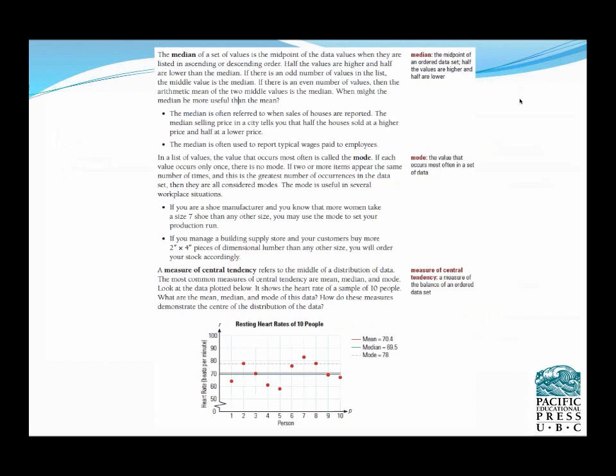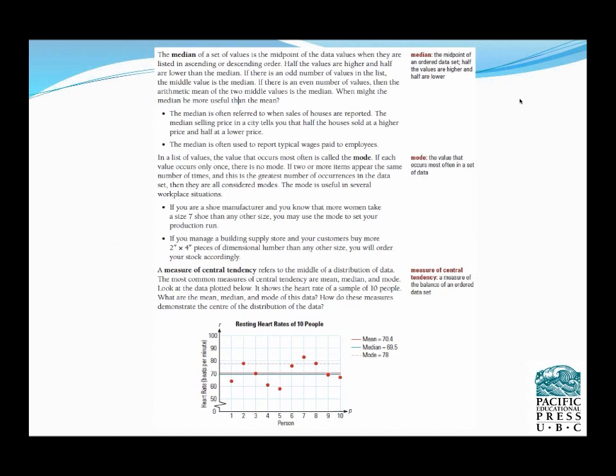So to apply the jigsaw strategy, it's easy to divide up this lesson because there are 4 terms. So the lesson naturally divides itself into 4 different pieces. Therefore, each student can be assigned one piece. We have the mean expert, the median expert, the mode expert, and then finally the person who's going to become the expert on measure of central tendency.